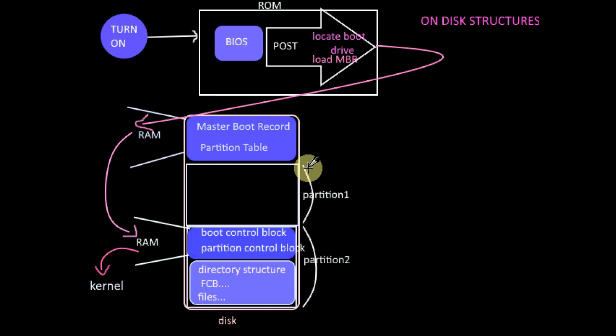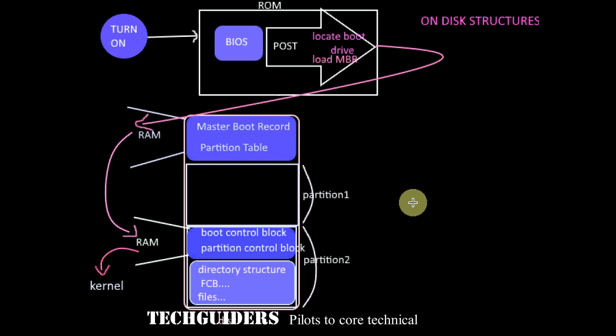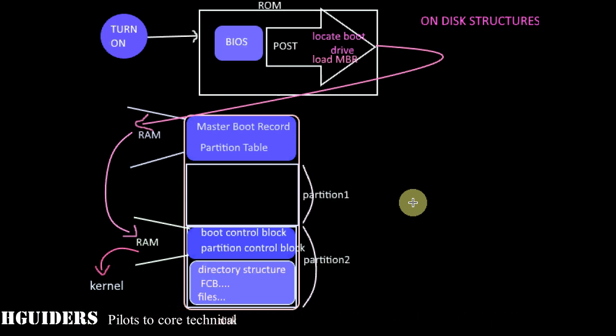Based on the previous video, we shall discuss the on-disk and in-memory structures. The structures residing on the hard disk and those kept in the main memory help in the implementation of the file system. So what are the on-disk structures? The first one is the boot control block.